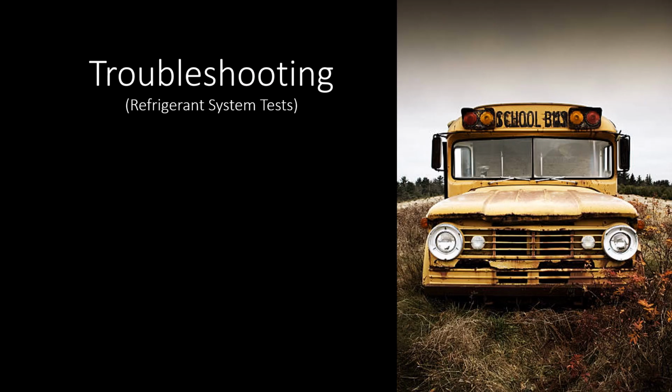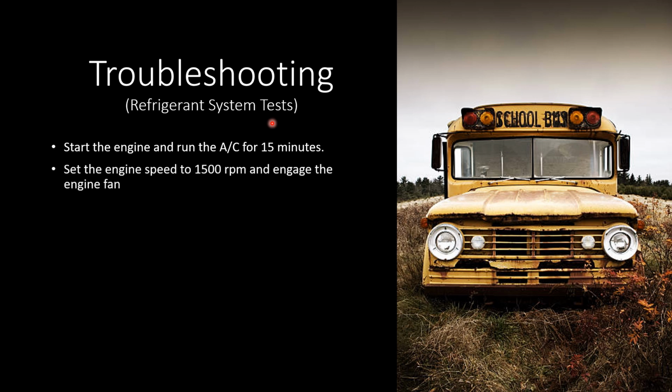Okay, the very next thing we're going to do after we have all the doors open, we have our thermometer in place, everything's set up, the truck is on a level surface, it's chalked, it's not in the field like this one. What we're going to do next is start the engine and run the AC for 15 minutes. And you are going to make sure that your speed is at least 1500 RPMs. You can do this by setting the cruise control or just upping the speed, making sure that the speed is up. That way it engages the engine fan.